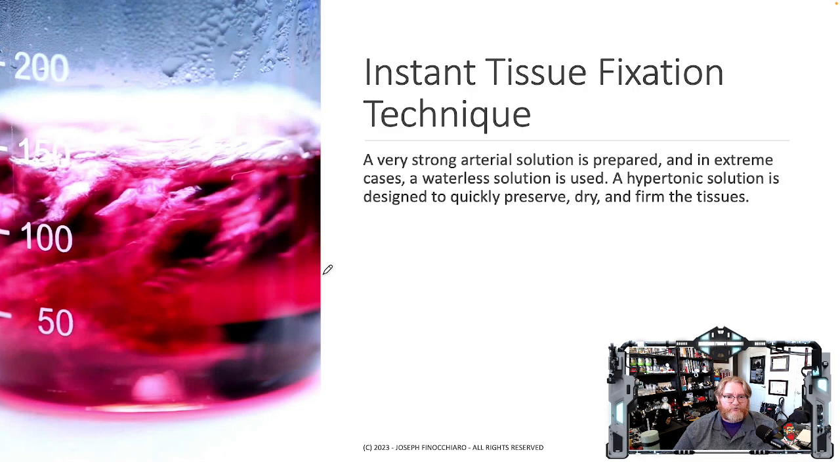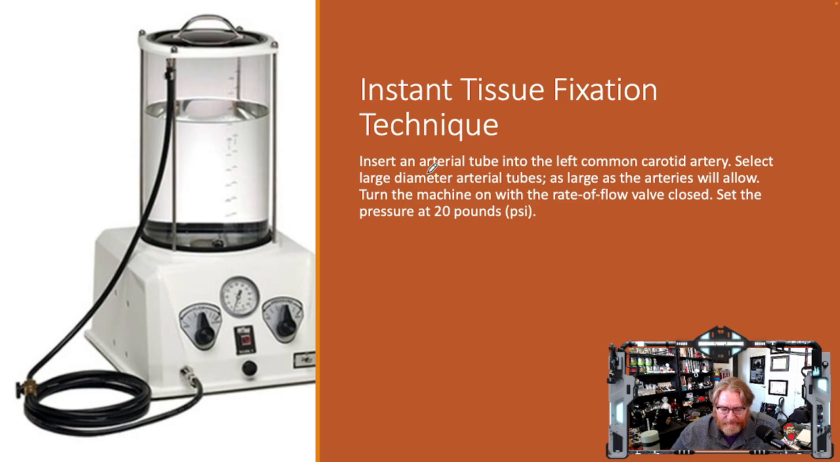So a very strong arterial solution is prepared, typically waterless. You are pouring nothing but the bottle of preservative, probably a co-injection fluid, maybe a water corrective, but really it's a very, very small amount. Insert an arterial tube into the left common carotid artery. Select large diameter arterial tubes as well as the arteries will allow. And then away you go.